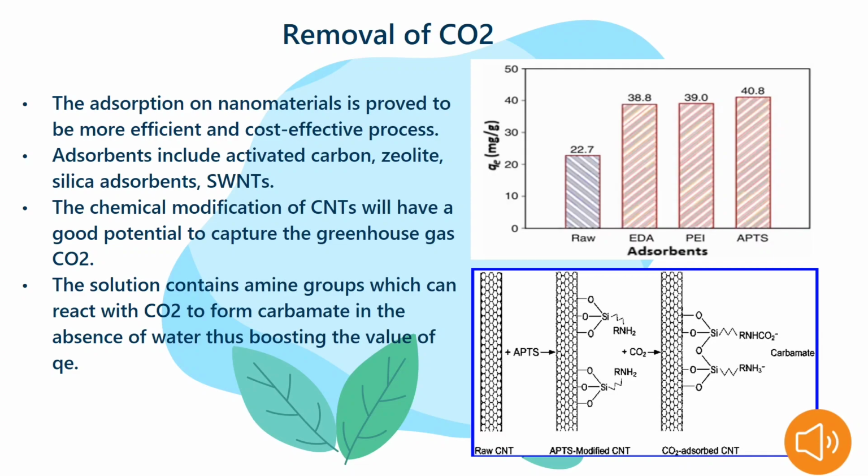as it is shown in the graph that the raw single wall nanotube has an adsorption capacity of 22.7, which is smaller as compared to ethylene diamine and polyethylene amine, and the 3-amino propyl ethoxysilane, which has the largest adsorption capacity of 40.8. The reason is that APTS has a functional group with abundant amine groups that provide numerous chemical sites for carbon dioxide adsorption, which results in the formation of carbamate ions which have the ability for further adsorption of carbon dioxide.